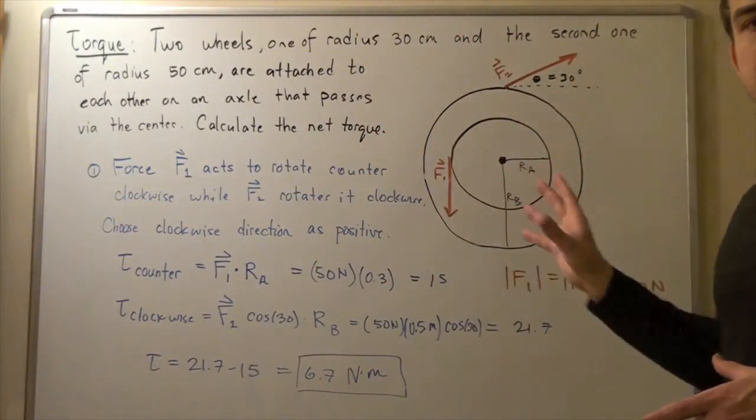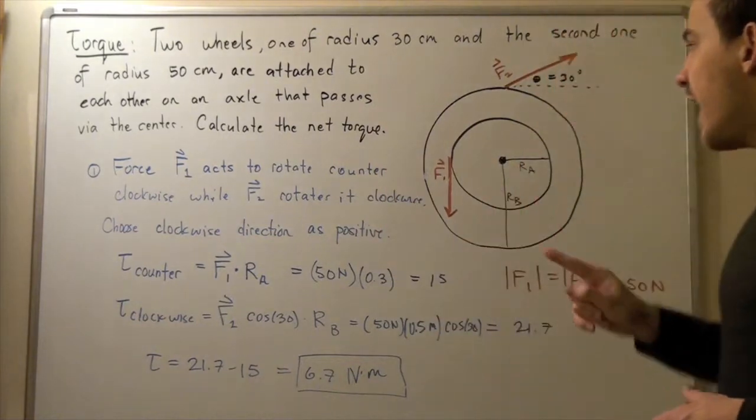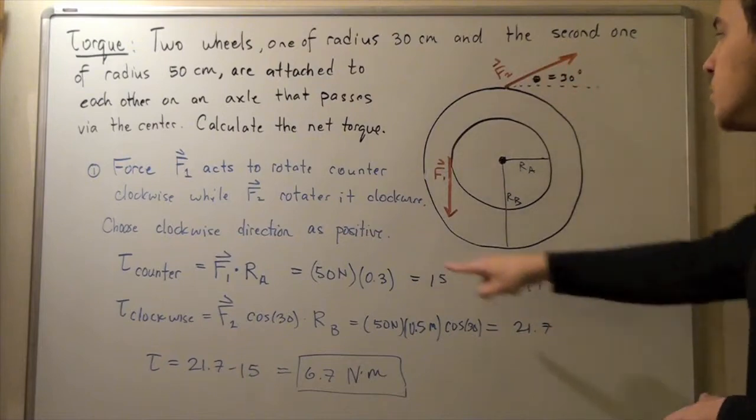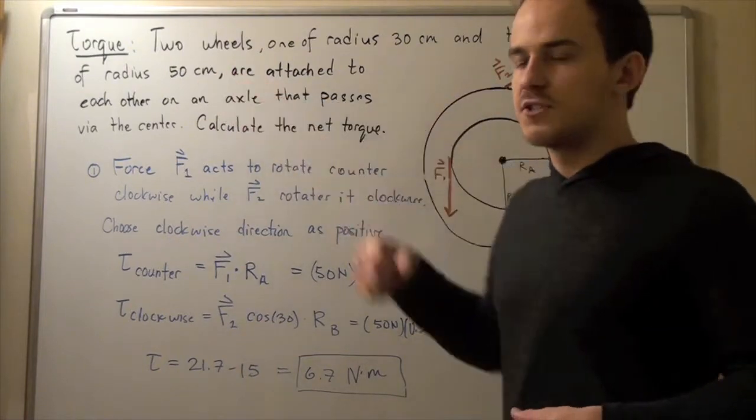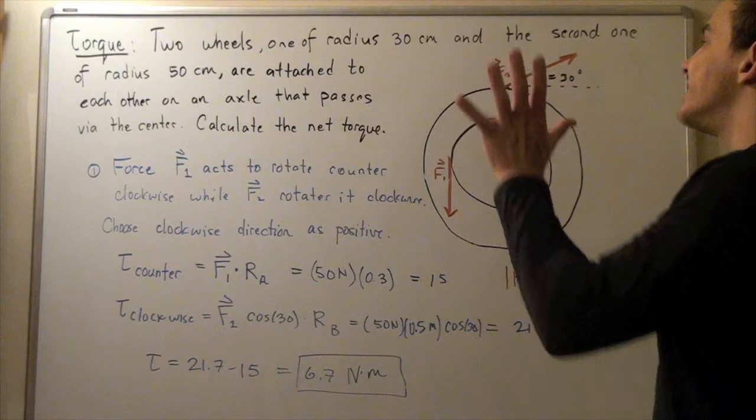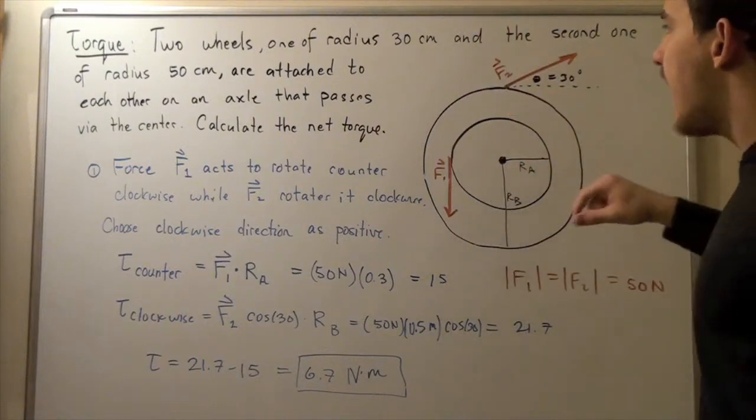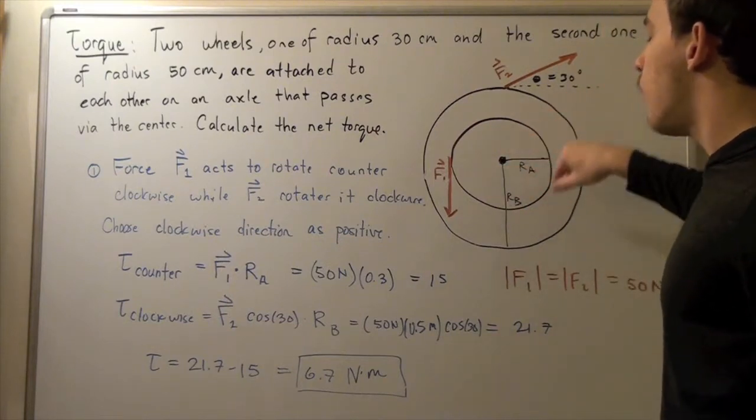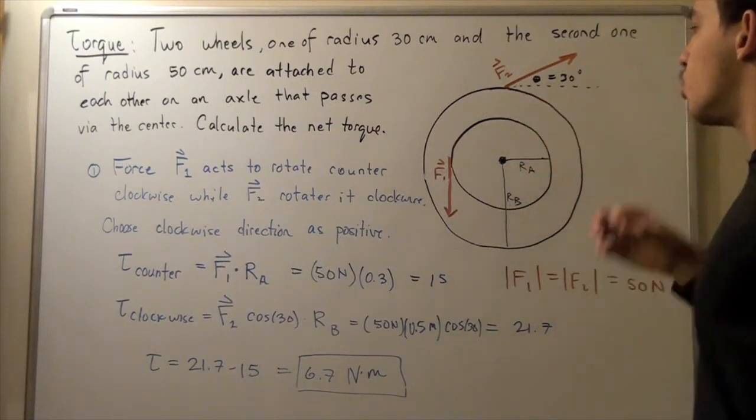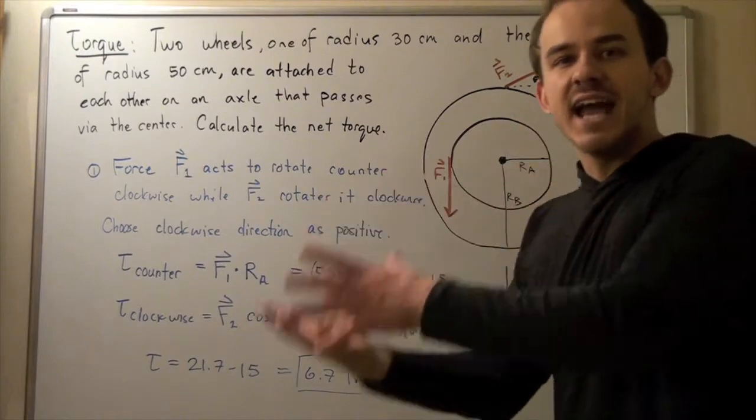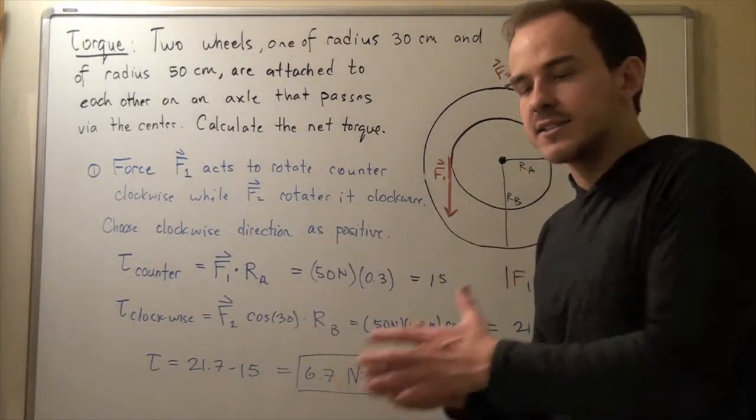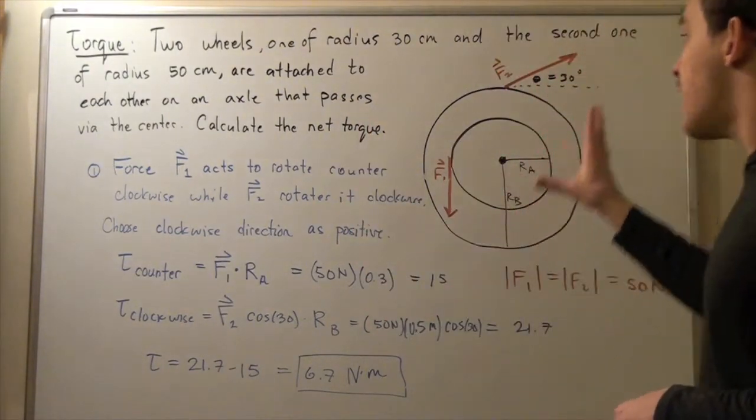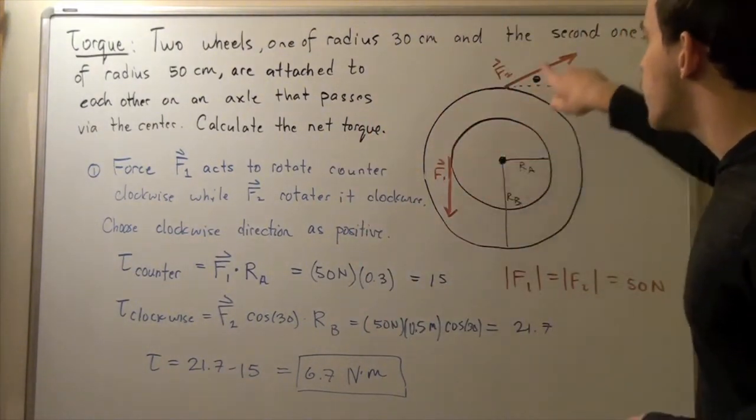This system is composed of two wheels. Wheel A has a radius of 30 centimeters and wheel B has a radius of 50 centimeters. Wheel A is placed on top of wheel B and an axle is placed in the middle, and this axle is the point about which the two wheels rotate. So these two wheels are connected to one another via this axle. We want to calculate what the net torque is on our system, knowing these two forces.